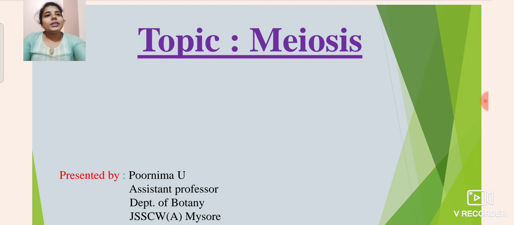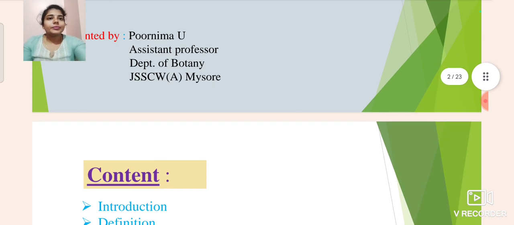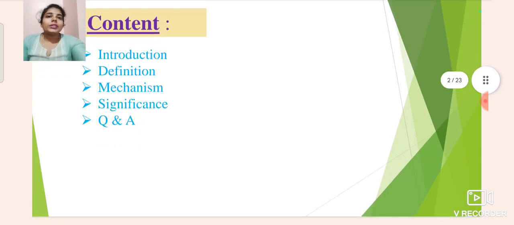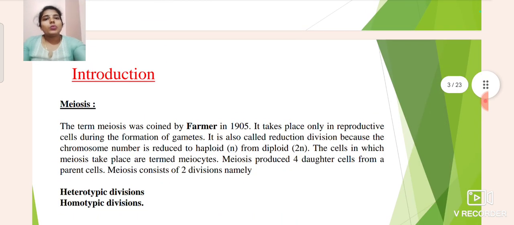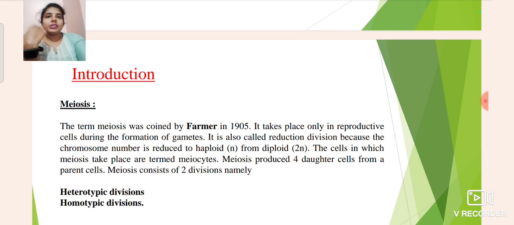Here in the class we will discuss a small concept called meiosis. This meiosis process consists of some content: introduction or definitions, mechanism, and significance. Let us discuss them one by one. First, we will move on to the introduction or definition of meiosis.